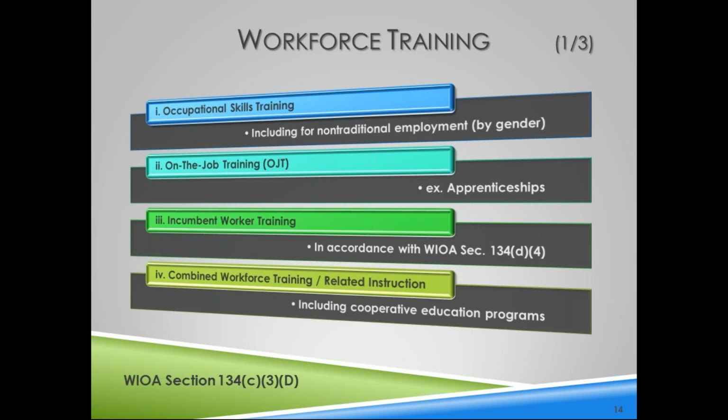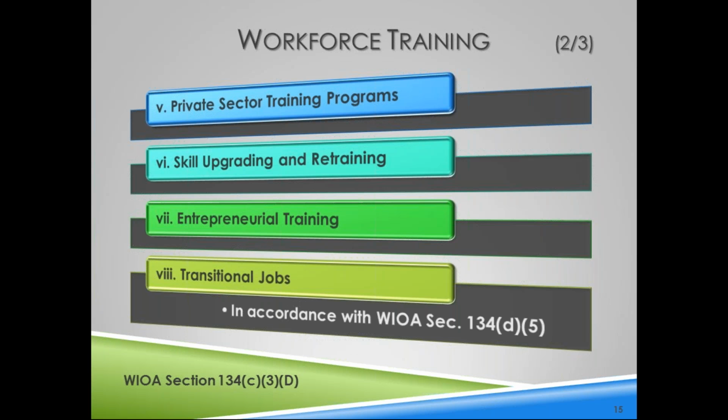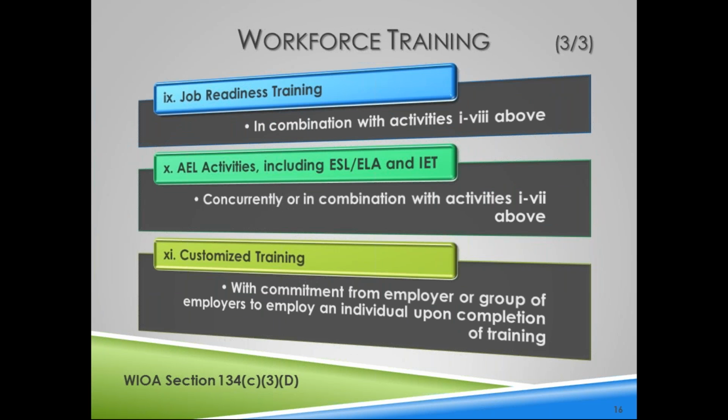The first is occupational skills training, including training for non-traditional employment. This is by gender for the non-traditional. On-the-job training is the second one, including apprenticeships. Incumbent worker training, combined workforce training and related instruction, including cooperative education programs. Private sector training programs, skill upgrading and retraining, entrepreneurial training, transitional jobs, job readiness training, and then we get into, again, the cyclical parts, adult ed and literacy activities, including ESL and IET, and customized training.